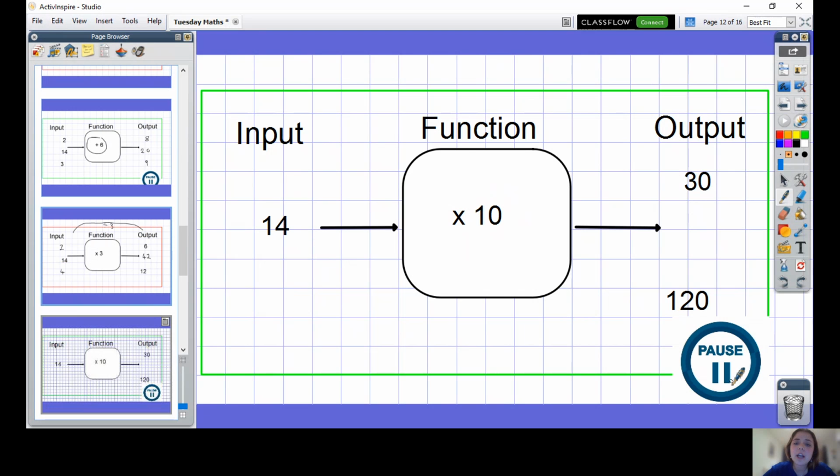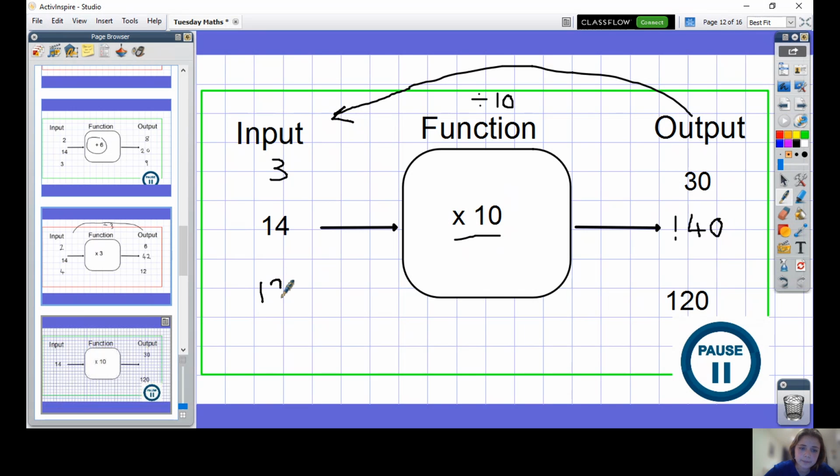Pause the video at this point and have a go at solving these questions. Remember, if you know what your input is, you're solving the function as it states. If you know what your output is, you will have to work backwards using the inverse operation. Okay, so the opposite of timesing by 10 is equal to dividing by 10. Something times 10 was equal to 30, so to do the inverse, I would do 30 divided by 10, which is equal to 3. 14 times 10 is 140, and something times 10 was 120. To do the inverse, it would be 120 divided by 10 is equal to 12.